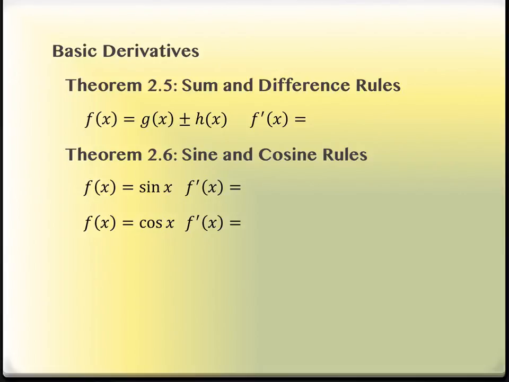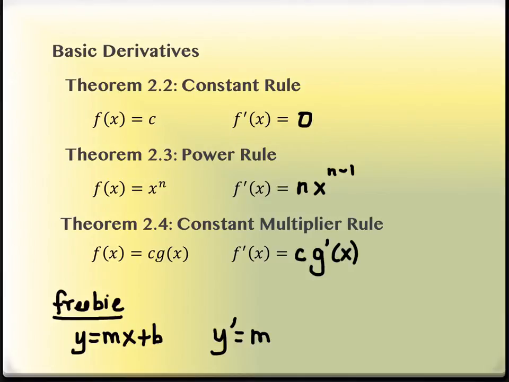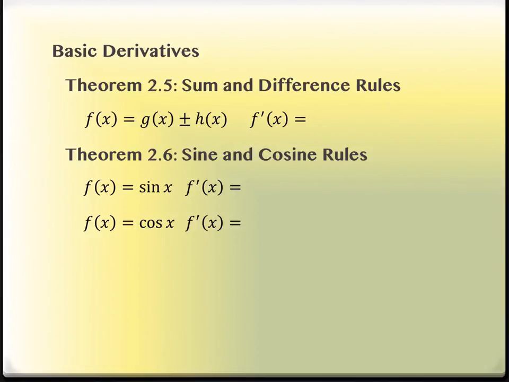Okay. First one is sum and difference rules. So if you have 2 pieces added together, much like I just had on my freebie here at the end, I had the mx thing added to the b. What you saw me do is actually appropriate. You can take the derivative of each piece individually and add or subtract them. I didn't mean multiply them. That's what I meant to say.